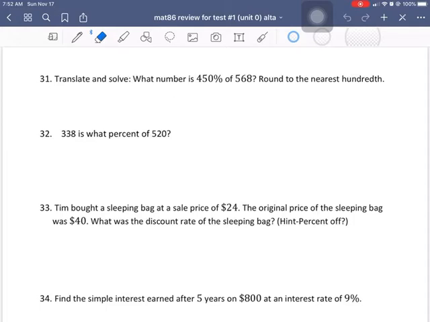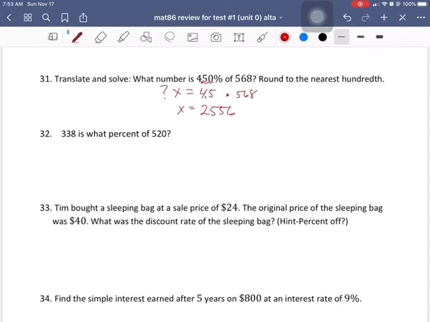What number is 450%? What is that as a decimal? The decimals here, multiply or divide it by 100, you get 4.5. You move it 2 places, right? Of is a multiplication symbol, and 568. So really all you have to do is find out what 4.5 times 568 is. That's 2,556. You can make this an x, what number, x equals, okay?